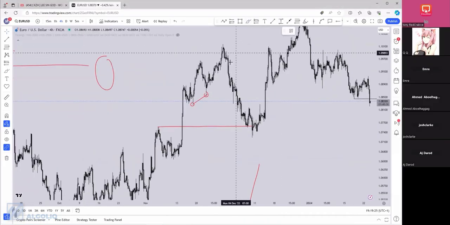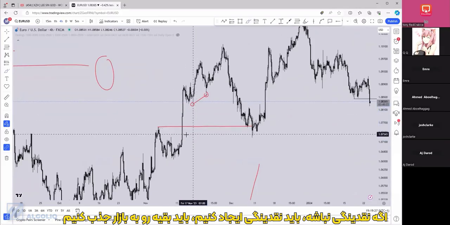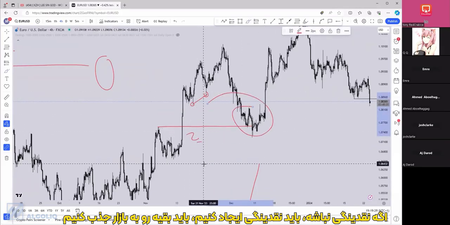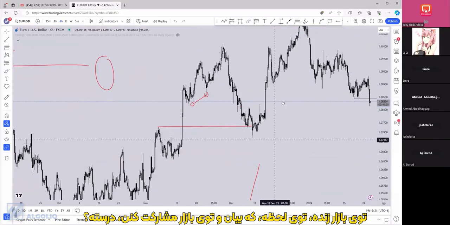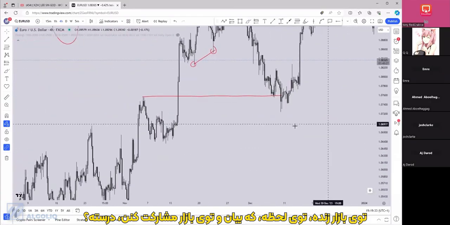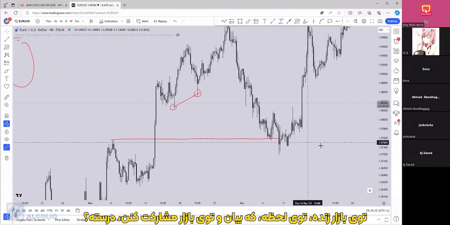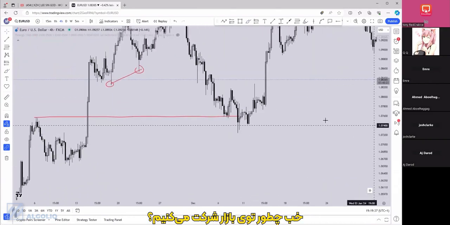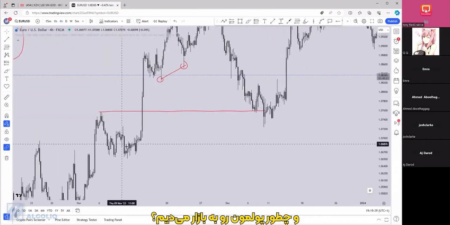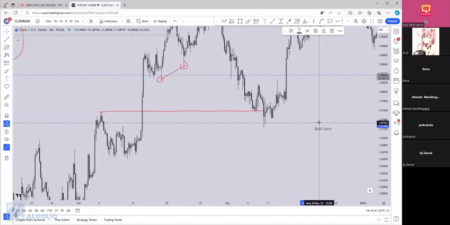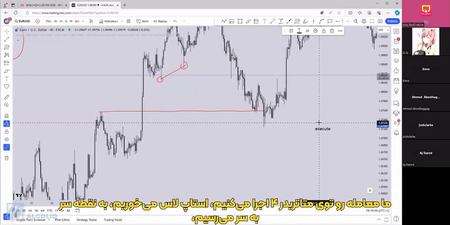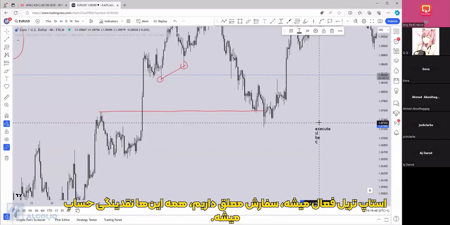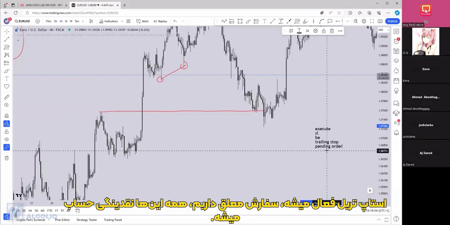So what does it mean for us? If there's no liquidity, then we have to create liquidity. We have to induce people in real time to participate in the market, right? And how do we participate in the market? How can we give our money to the market? We execute our trade on MT4, we hit our stop loss, we hit our break even, we hit our trailing stops, pending orders, whatever. All this is liquidity.